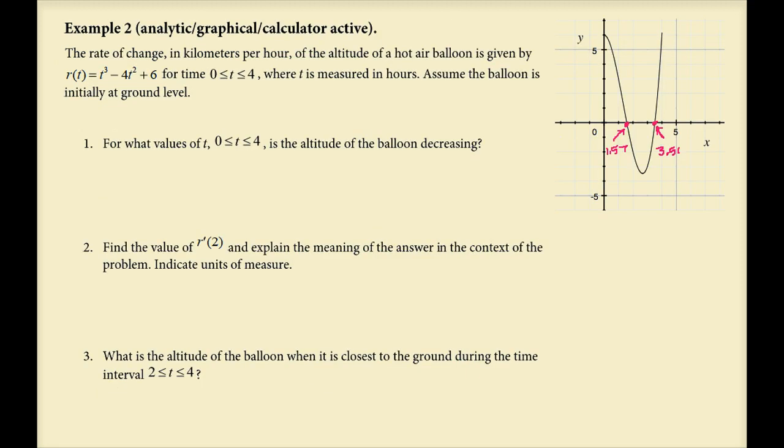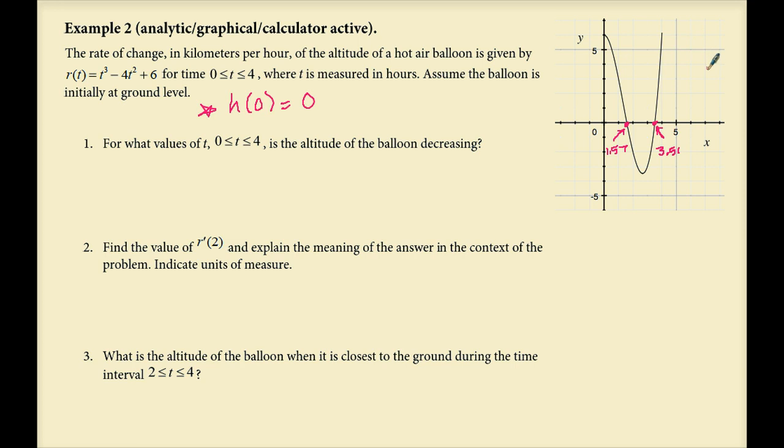Let's get some practice using our graphing calculator. The rate of change in kilometers per hour of the altitude of a hot air balloon is given by r of t equals t cubed minus 4t squared plus 6 for the time 0 less than or equal to t less than or equal to 4, where t is measured in hours. Assume the balloon is initially at ground level. So if we use the letter h for the altitude of the balloon, then at time 0 the altitude is 0. This is an initial condition which may be useful in later calculations.